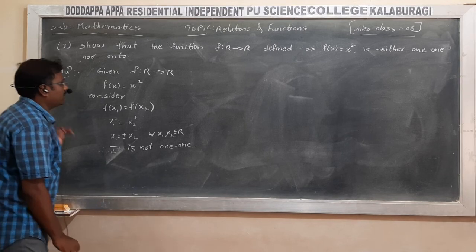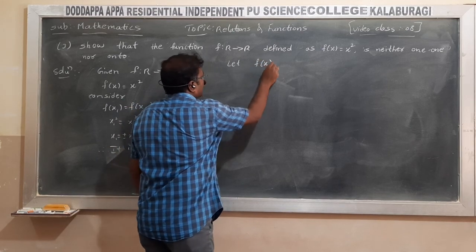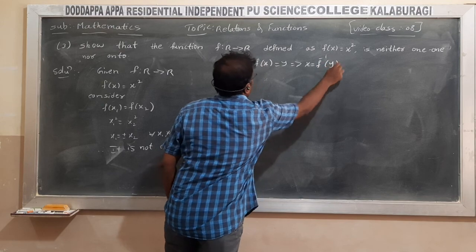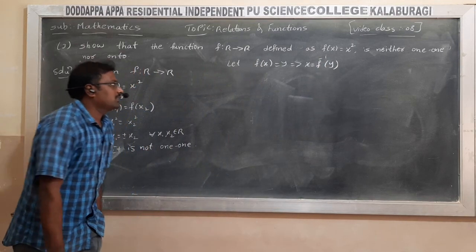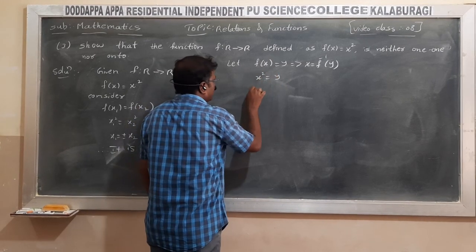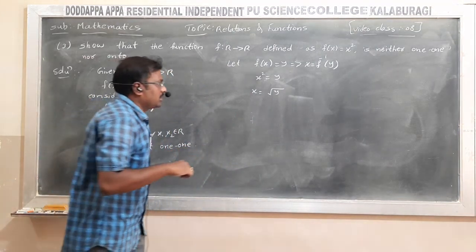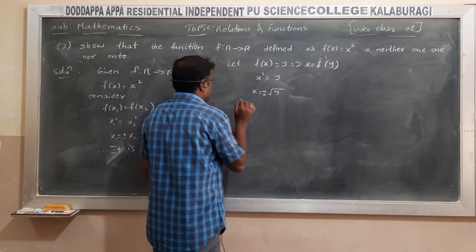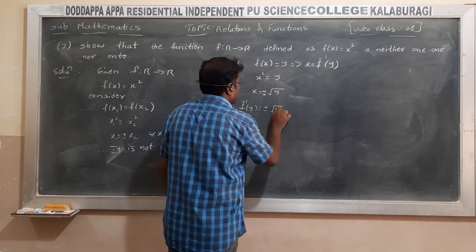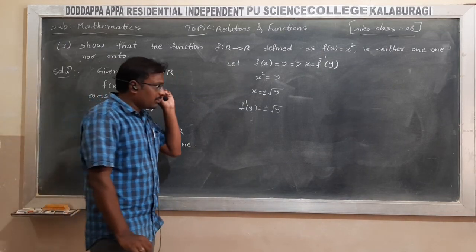Okay, so next we go for onto. Let f of x is equal to y. So x is equal to what? f inverse of y. Okay, what about f of x value? x square is equal to y, and x is equal to root y. Here you may take plus or minus, but x means f inverse of y is equal to plus or minus root y. Does it belong to real numbers? Just you have to check it.